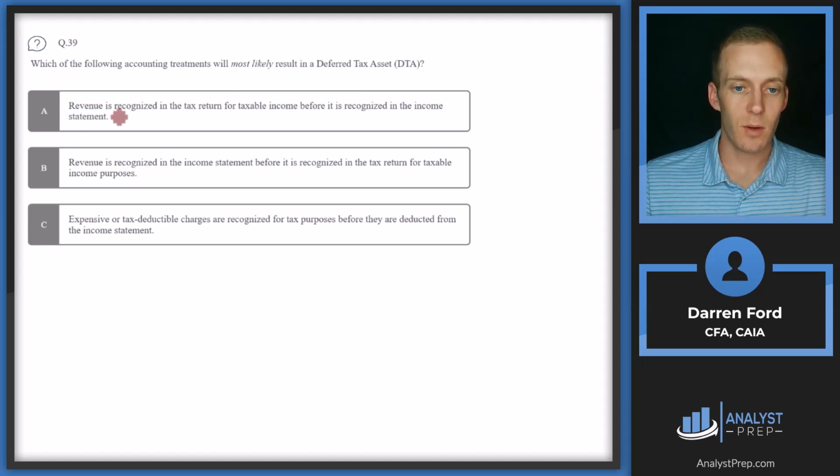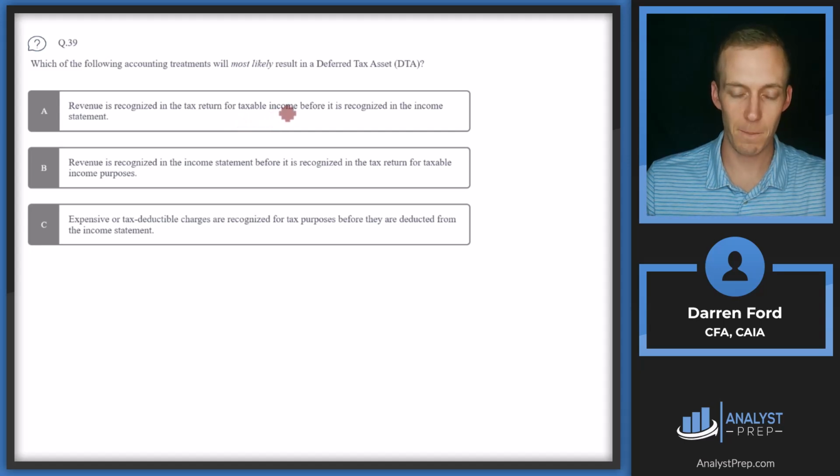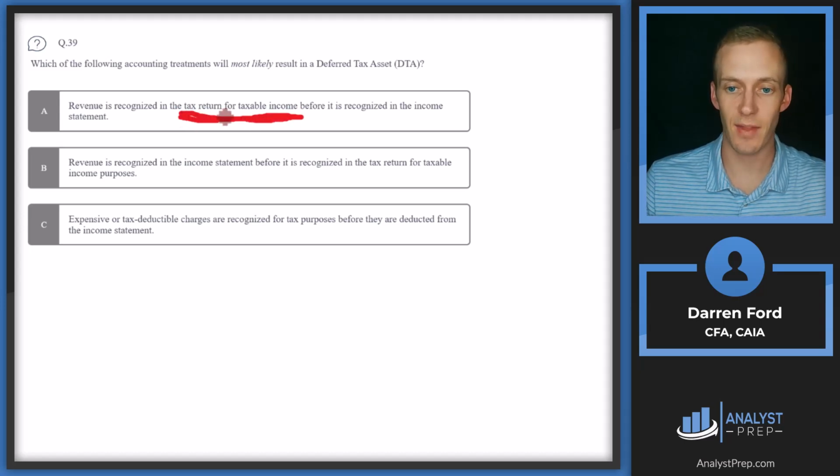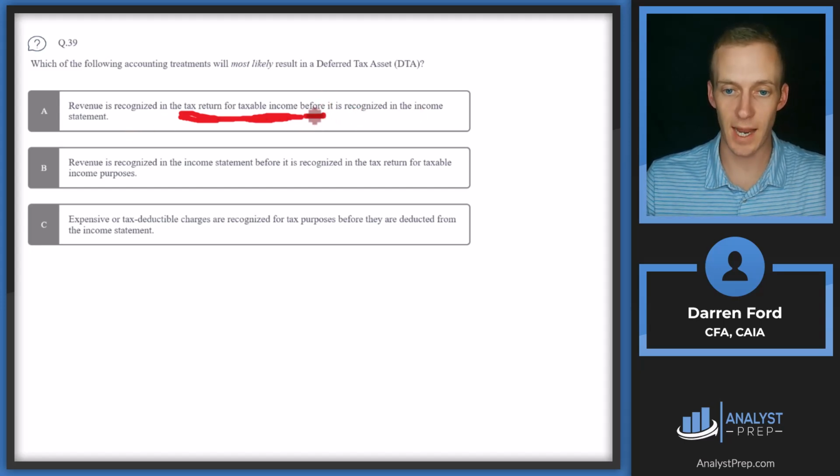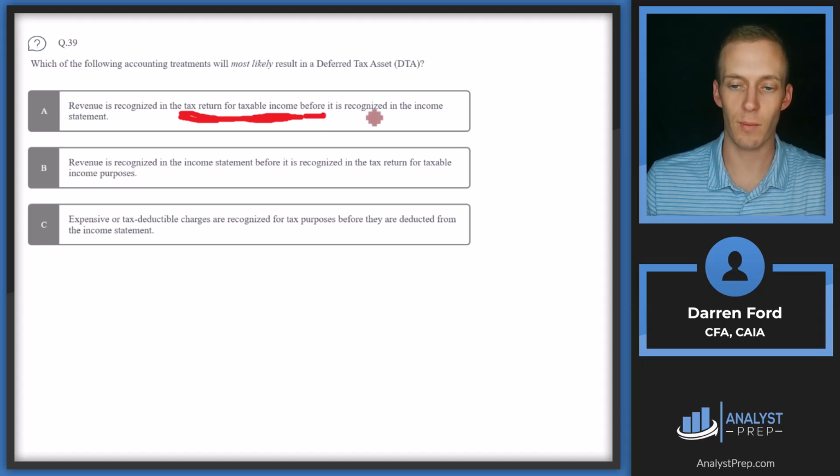So looking at A, revenue is recognized in the tax return for taxable income before it is recognized in the income statement. So if we're recognizing in the tax return for taxable income, that means we're paying taxes on that today. However, we're not recognizing it in the income statement till later. So in that instance, we are paying more today and recognizing that revenue later. And so this would likely result in a deferred tax asset.